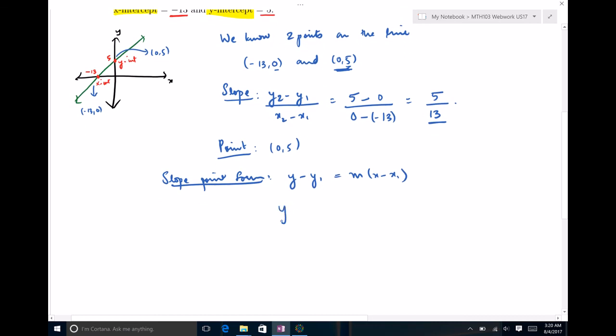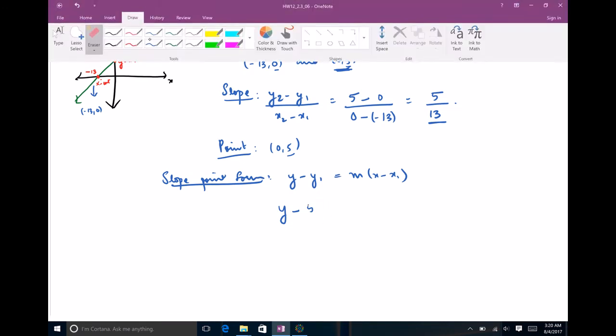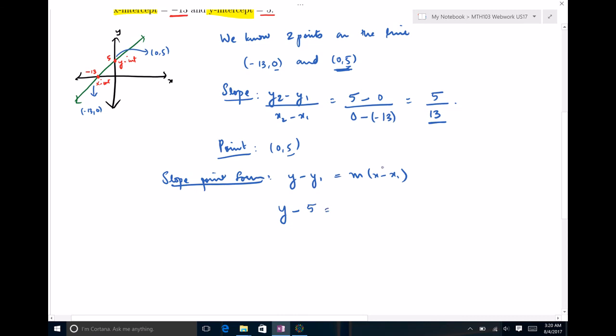So in this case, that would be y minus y1, which is 5, equals m, which is 5 over 13, times x minus x1, which is 0. So I'm going to rewrite that as y minus 5 equals 5 over 13 times just x, since x minus 0 is x. Now this is the point-slope form of the equation.